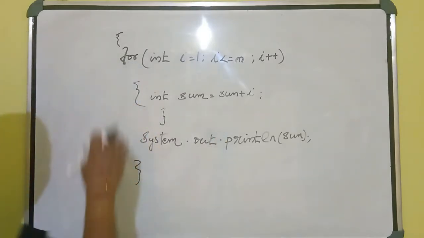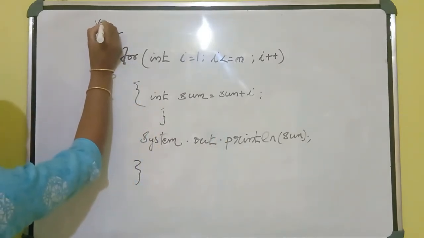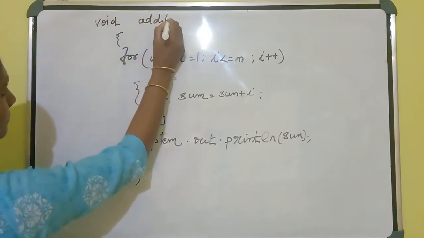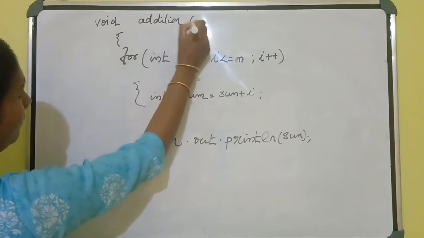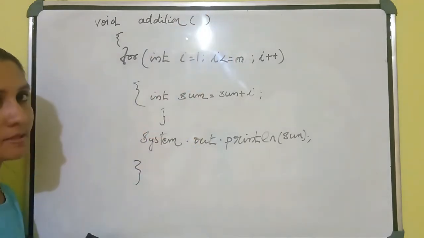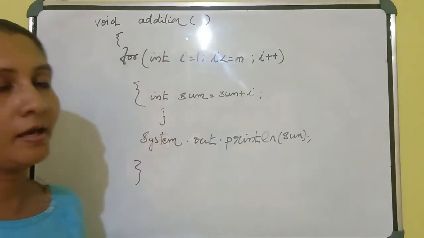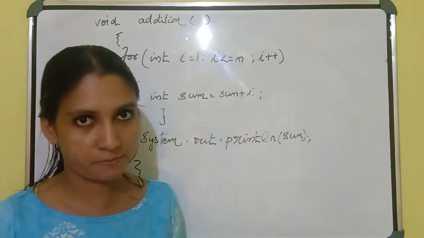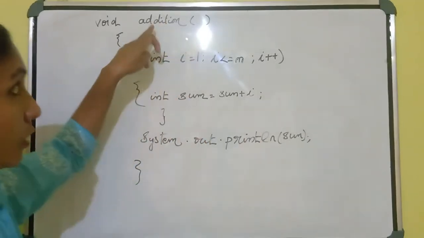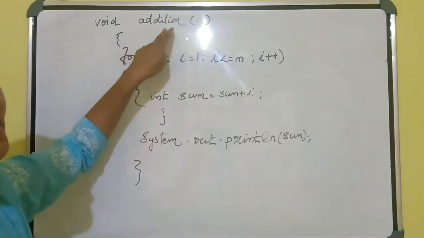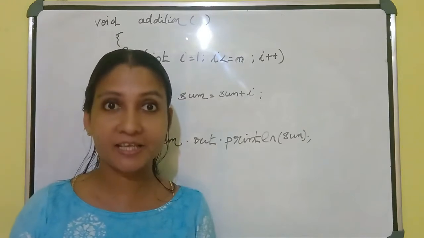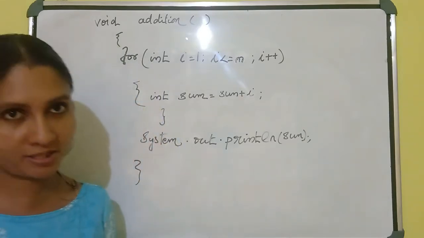Then I will give one name here in this way: void addition. This is the function name. With the brackets we can give the statements. If you keep it this way, we can reuse the statements by calling this function name. This is the use of a function. I think you have understood the meaning of function.